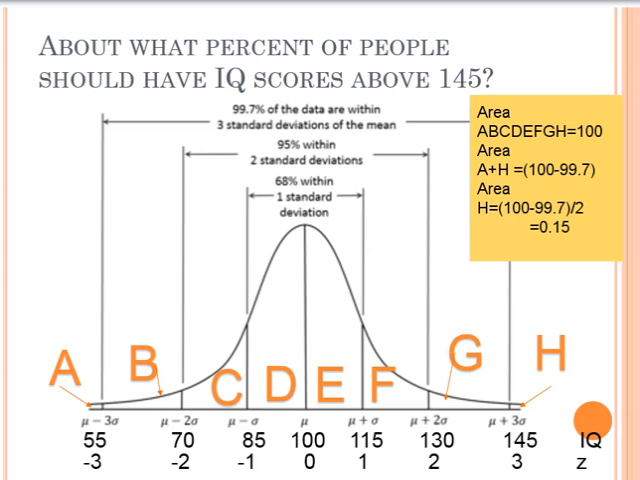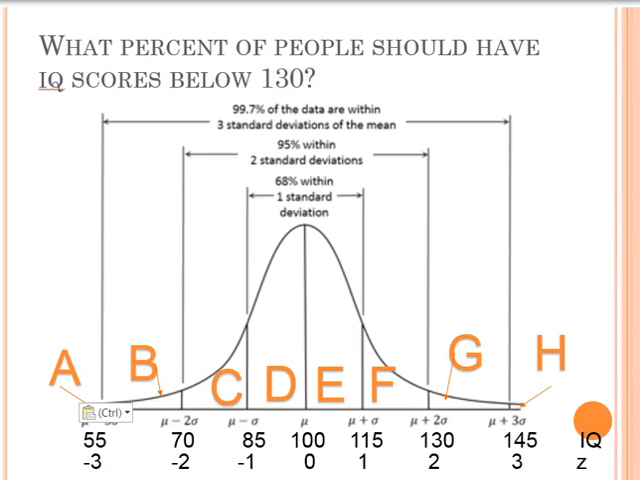And then to just find the upper area, we can use the principle of symmetry to find area H. So if 0.3% of the people fall in area A or H, we just divide by 2 to find exactly area H. For this last question then, I'm going to look at what percent of people should have an IQ score below 130. Now the percent here we know is greater than 50% because we're looking at area A, B, C, D, E, and F. And anything that's above 100, when you're looking at the area below it, is going to be greater than 50%.